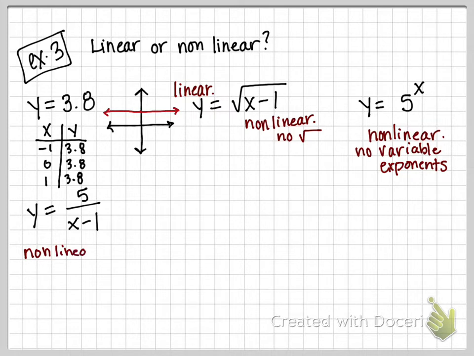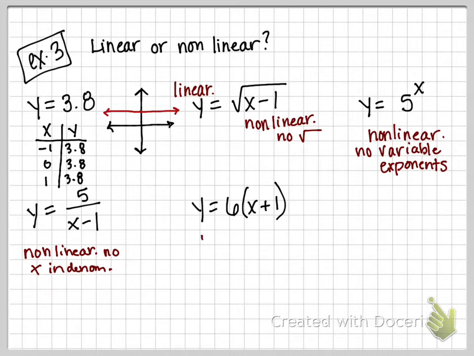Non-linear. Good. No x in the denominator. Next: y equals 6 times the quantity x plus 1. Is this linear or nonlinear? Linear. Why? Because it's linear. You didn't say anything against that.